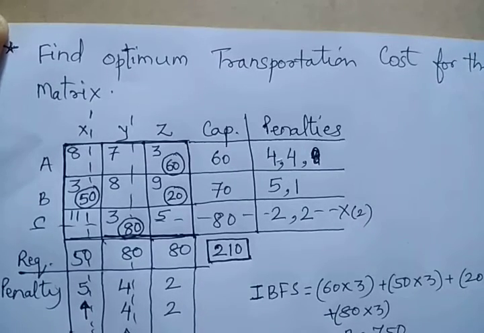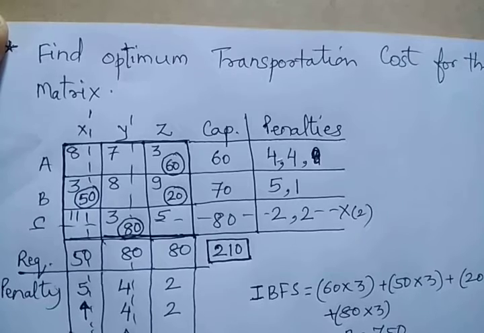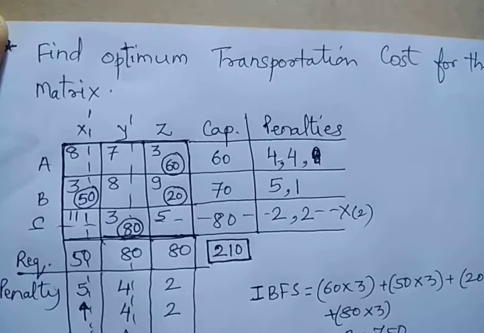So today, the next part of the transportation problem: we are going to solve one numerical on transportation, where we are going to find out the optimum transportation cost. So here we are going to study about the Modi method, which is also called the UV method, which is a method to check the optimum transportation cost. So let us see the problem here.